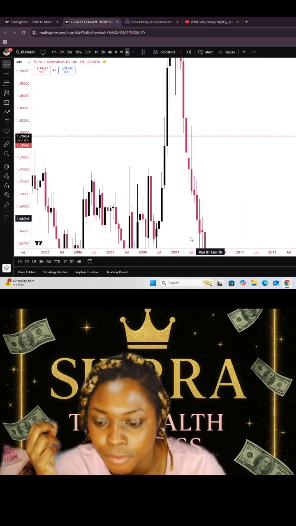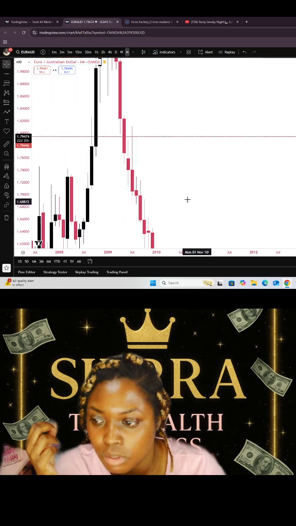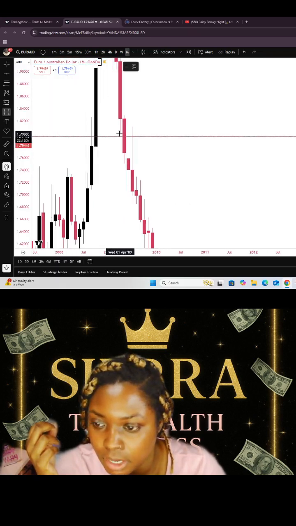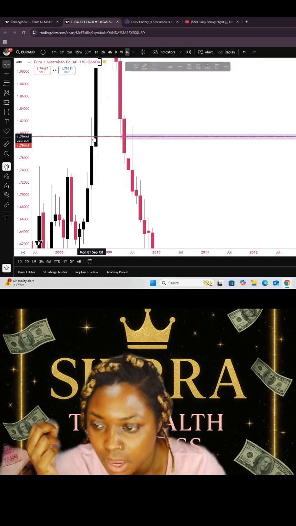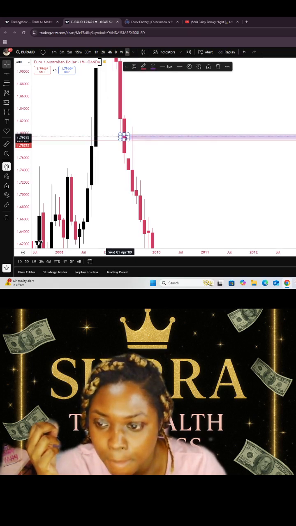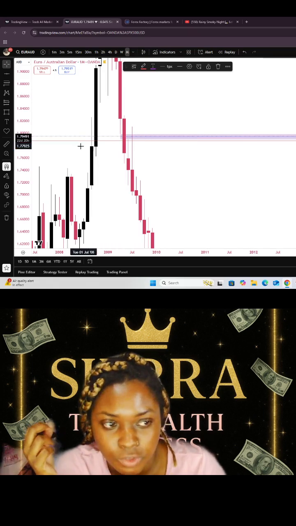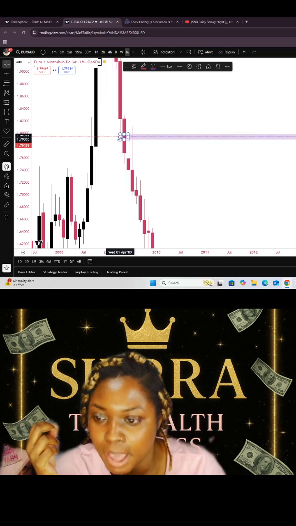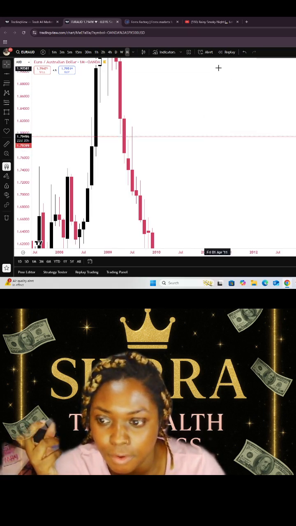I use fair value gaps as my zones. So I am going to mark this area up right here from wick to wick. All right, and this line is almost dead-on perfect. I like to put my line on the blue line, which is 50% of the rectangle, because price tends to come back to 50% of our fair value gaps.